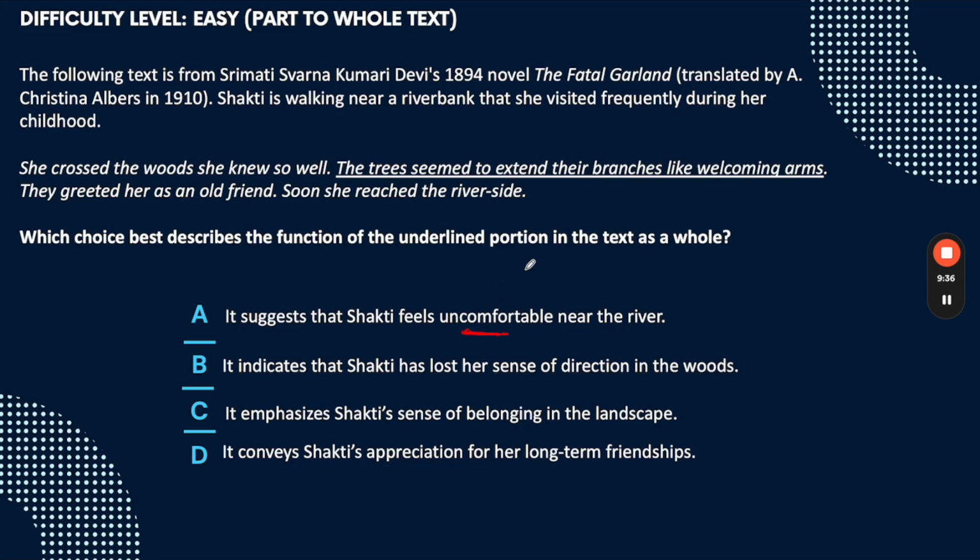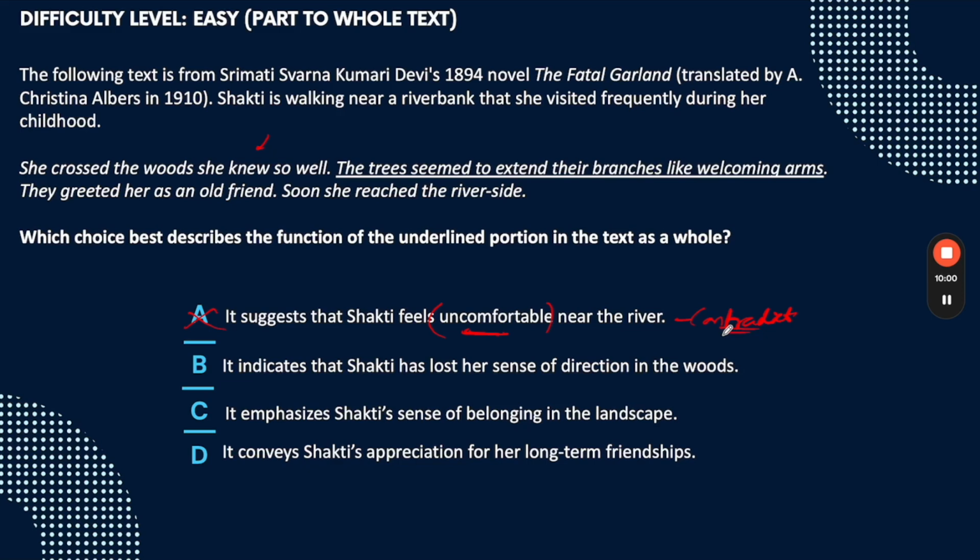because this was the place which she frequently visited during her childhood. She knew the place so well. It looked like the trees are welcoming her. So there was no point of saying that she felt uncomfortable near the river. This is out because this is contradicting the text, right? So this is one more reason how you could eliminate the options, something that's just simply contradictory to the text that's been given to us.